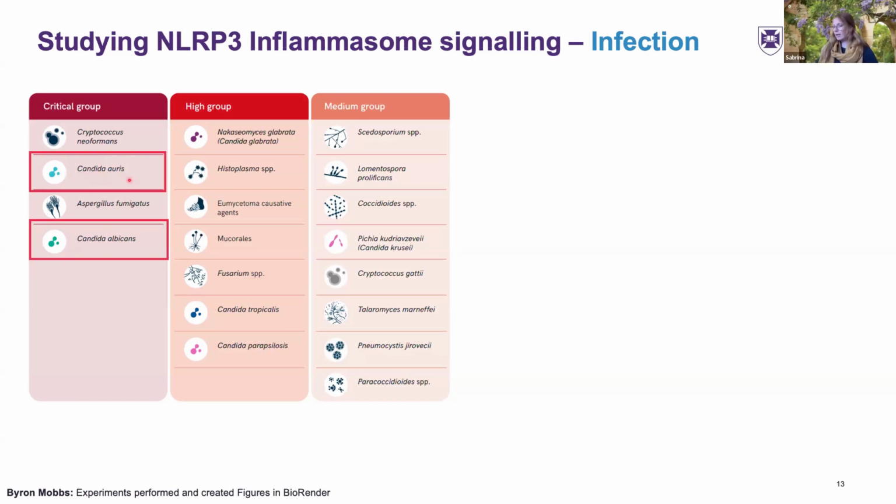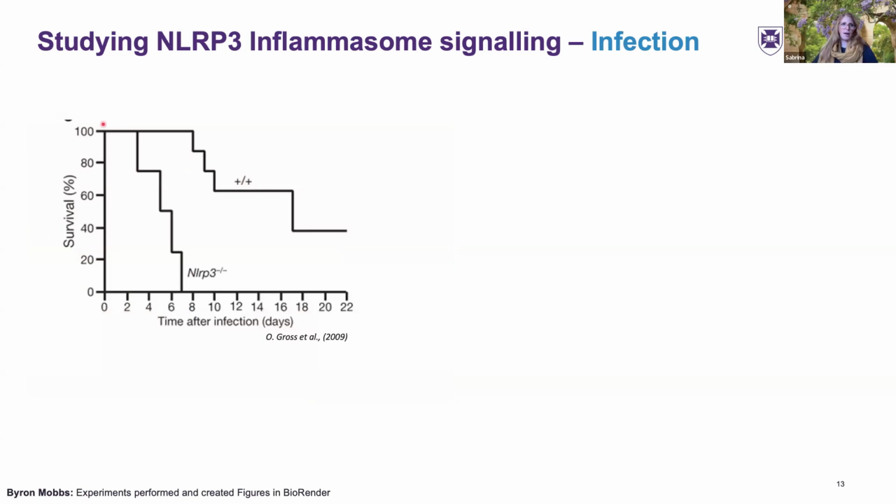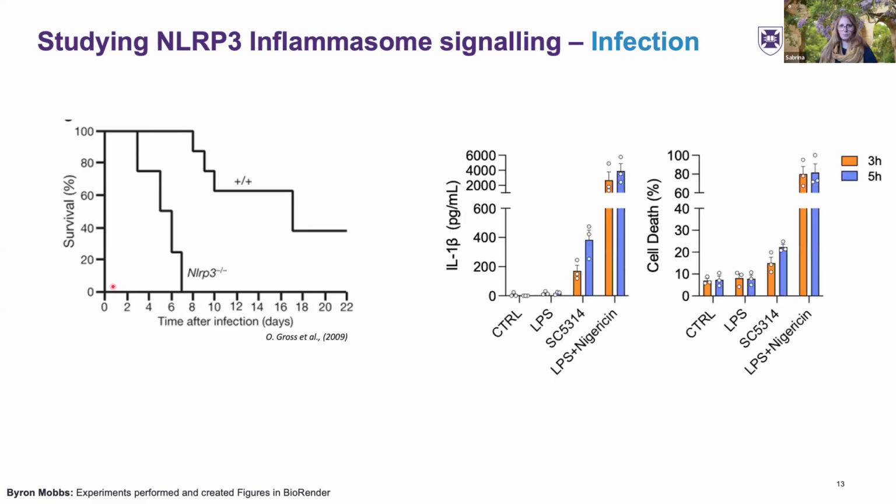Now, data showed that if you have mice that you infect with Candida albicans via an intravenous infection route, these mice start to die. And that actually gets even worse if you knock out NLRP3, really indicating the importance of NLRP3 in protecting us against Candida albicans infection. So we were wondering, can we use a more simple approach in vitro to look at how Candida activates the NLRP3 inflammasome?